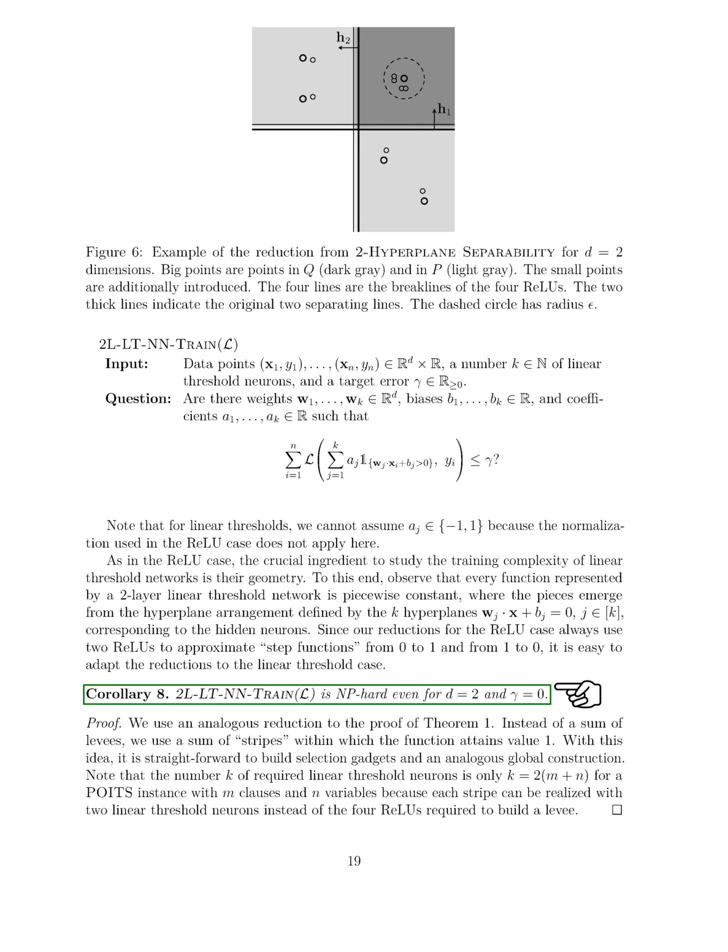This is proven by using a similar reduction to the proof of a theorem for the ReLU case. Instead of a sum of Levy functions, we use a sum of stripes, where the function attains value 1. This allows us to build selection gadgets and a similar global construction. The number of required linear threshold neurons is only twice the sum of the number of clauses and variables in a Positive 1-in-3 SAT instance. This is because each stripe can be realized with 2 linear threshold neurons, compared to the 4 ReLUs required to build a Levy function.